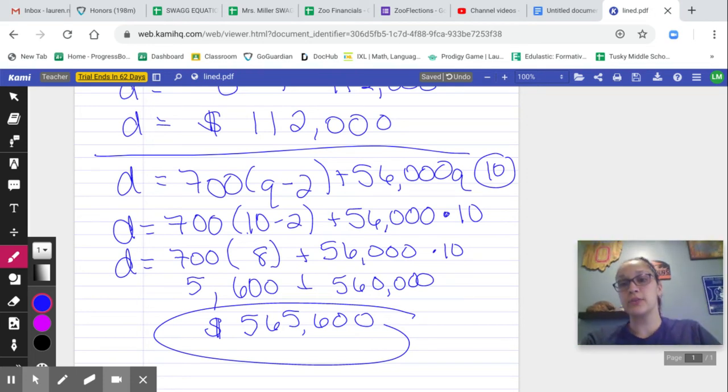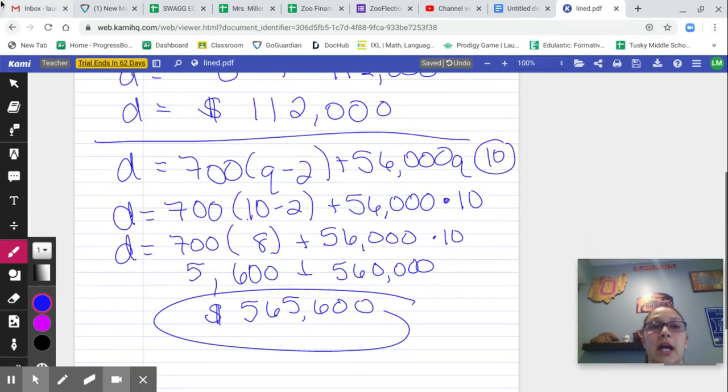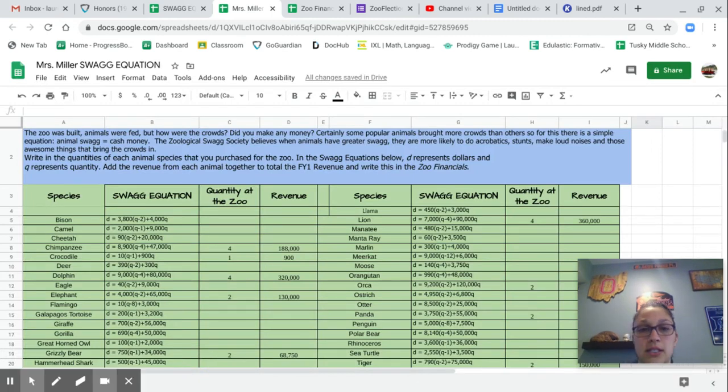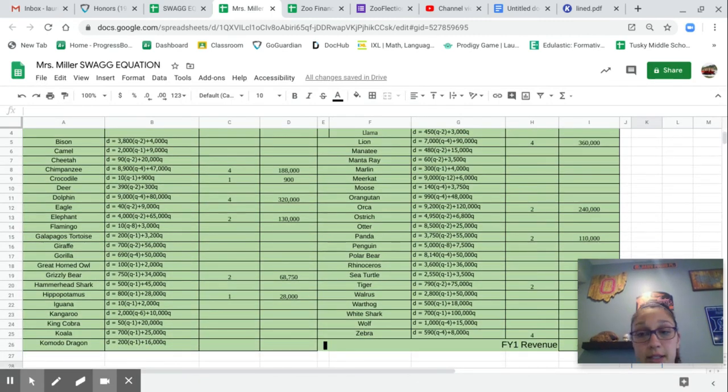Okay, and you guys will find some animals have more swag than others. So if we look at my example, I'll show you guys mine here. Okay, so these are the animals I bought, and they're the same ones from before. I didn't change anything. So my chimpanzee, I had 4 of those, and they had a pretty decent wow factor. So 4 got me $188,000. Now my crocodile, on the other hand, he doesn't have too much swag. Nobody's too excited to see the crocodiles, I guess. So I only had 1 of those, and that made me $900.